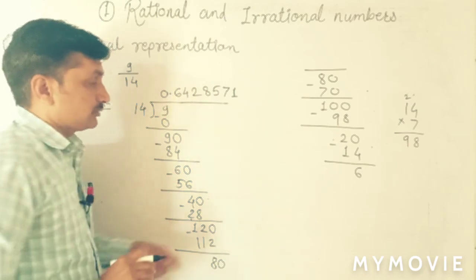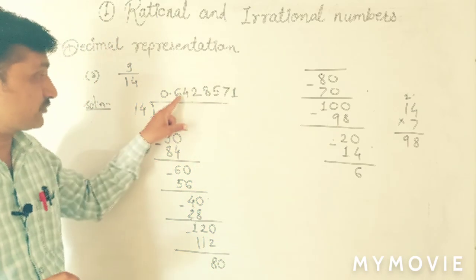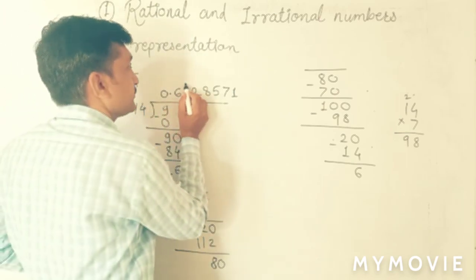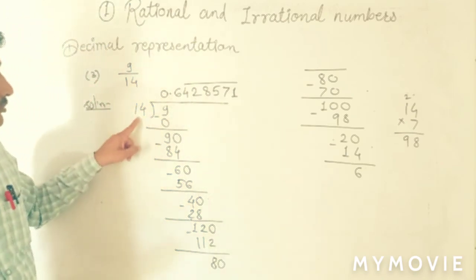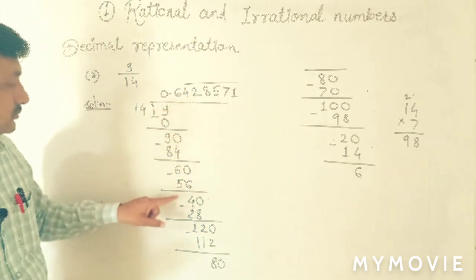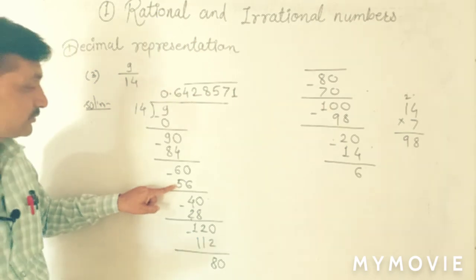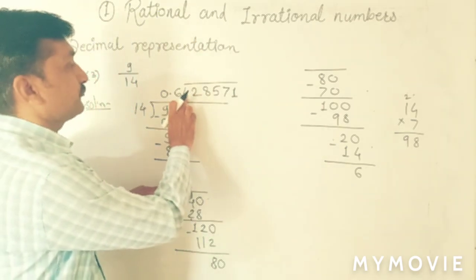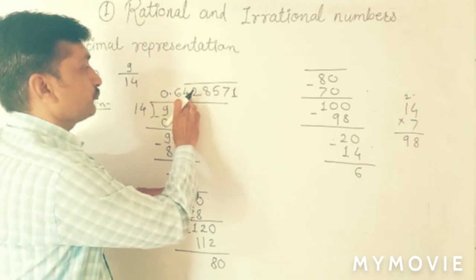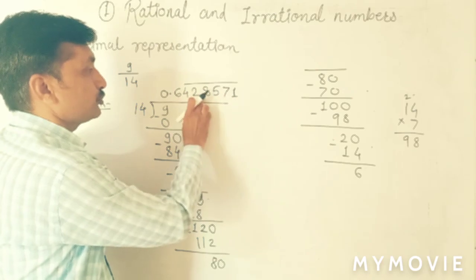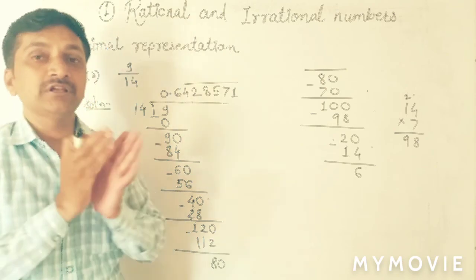But 90 does not come there, that's why the first number will not be in the repeating group. From here it will repeat. 14 4s are 56. 56 will come here, which means from 4s the group will repeat. 6 will not come in that. 0.6, 428571, 428571, 428571. In this way that group will repeat.